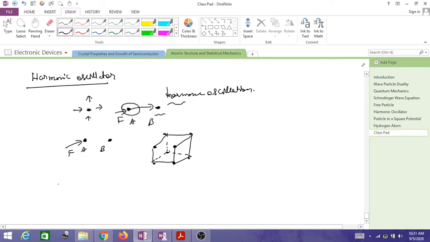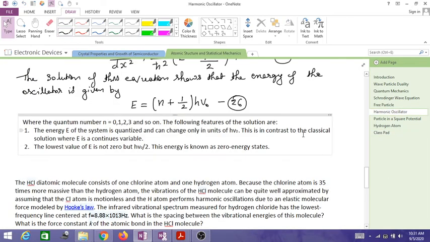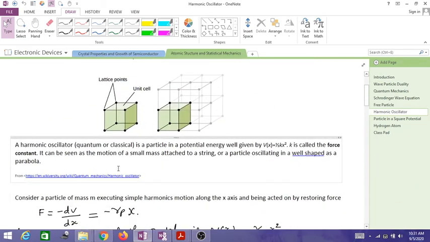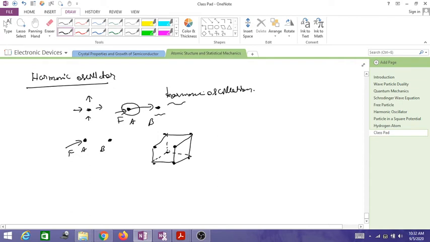So there are other definitions of the harmonic oscillator. The other definition is that the harmonic oscillator, whether in quantum mechanics or in classical, is a particle in a potential energy well with V of x equals half k x square, where k is the force constant, and it can be seen as the motion of a small mass attached to a spring.